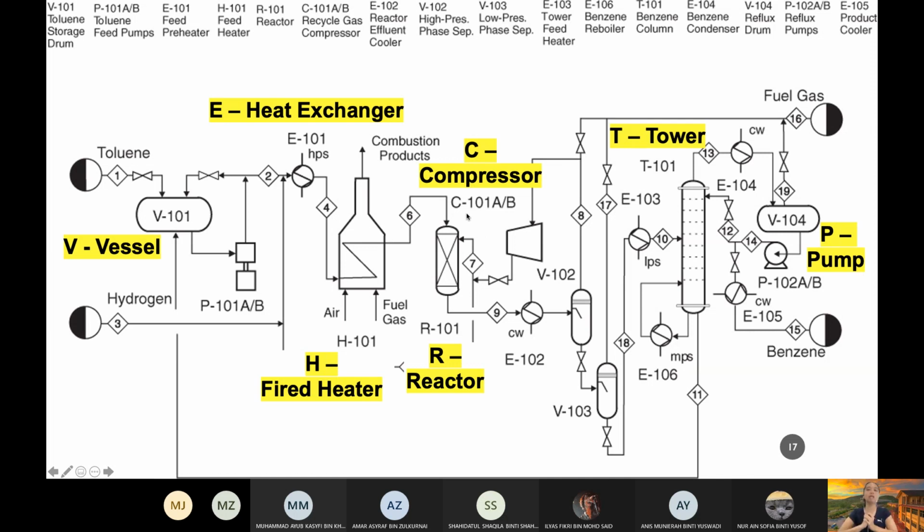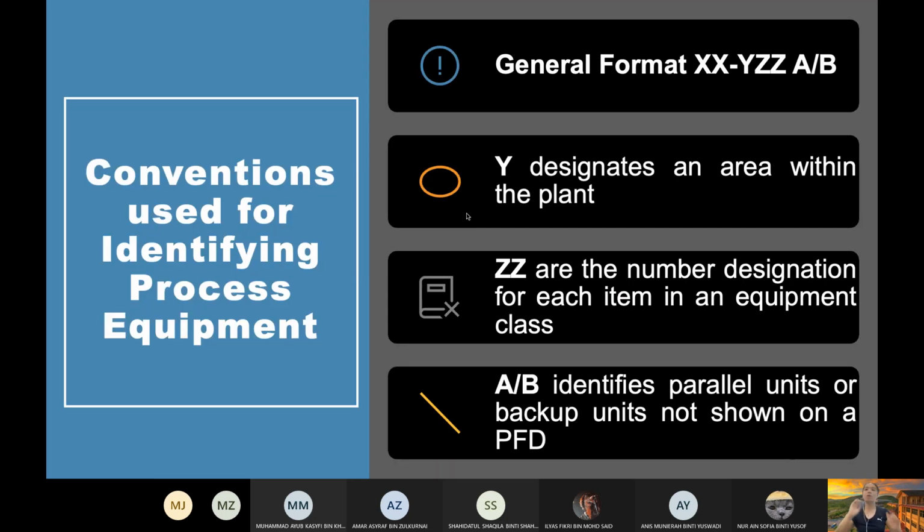So the front letter represents the equipment you have in your system. Okay, first. Next, YZZ A/B. What is that? Okay, Y is to designate the area within the plant. You must understand, certain chemical plants will have more than one area. If it's a really big plant, you will have more than one area. So you want to identify whether that equipment is in area 1 or in area 2.